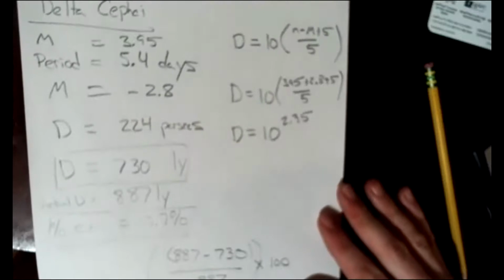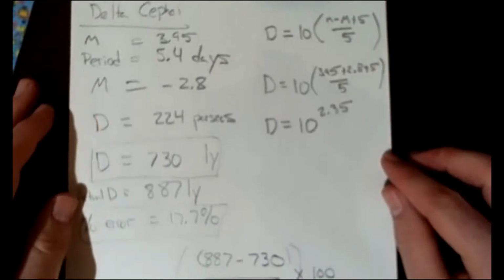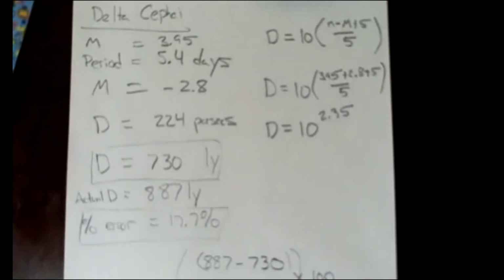Let me zoom out so you can see the whole paper. There you go. And that's how you calculate the distance to a star using the Cepheid variable method.